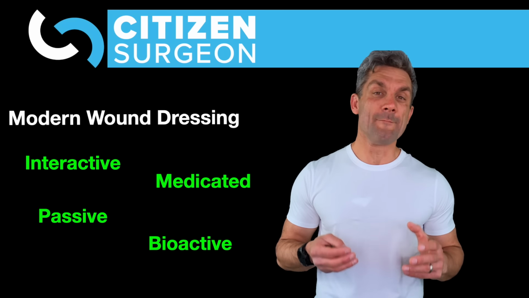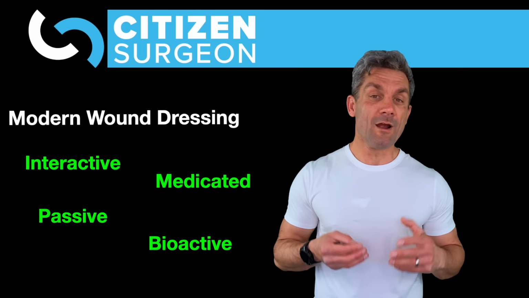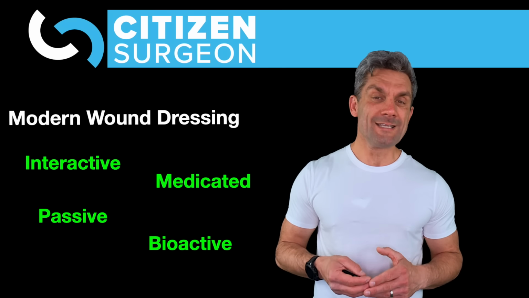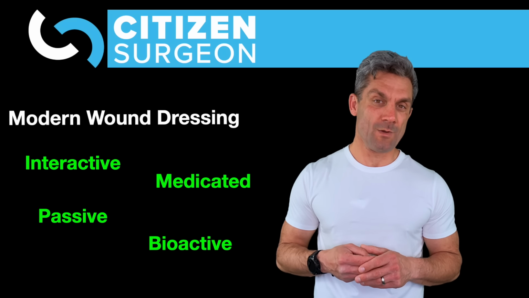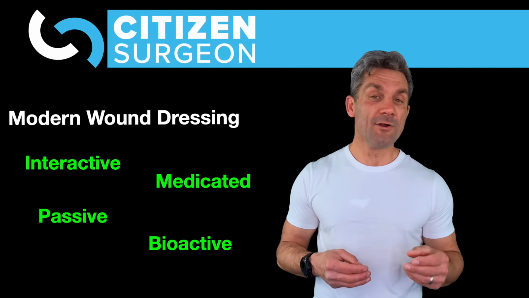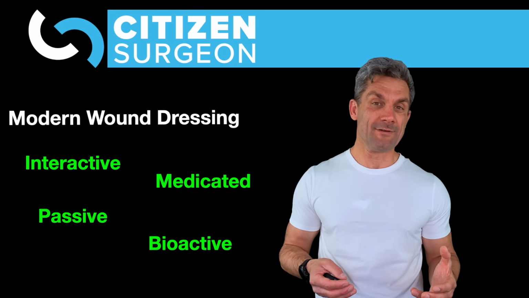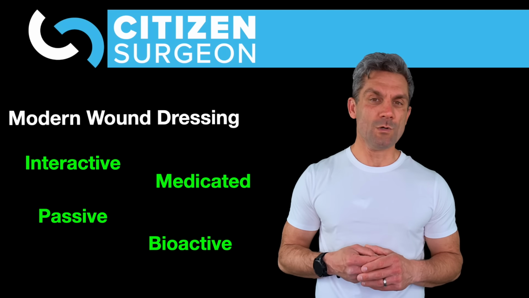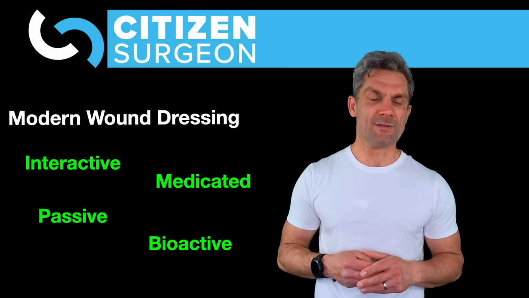So what is a modern wound dressing? Well, there are 4 different types that we'll touch on today. The first is passive wound dressing, okay? Second is interactive wound dressing. Third is bioactive wound dressings. And the fourth would be medicated wound dressings. And we'll get into the details of each of those.